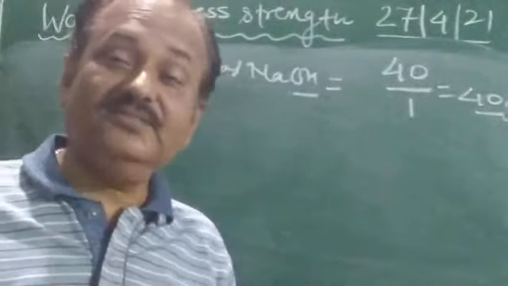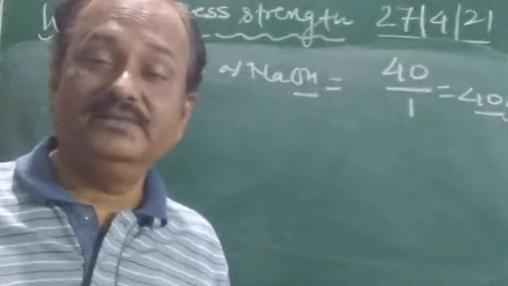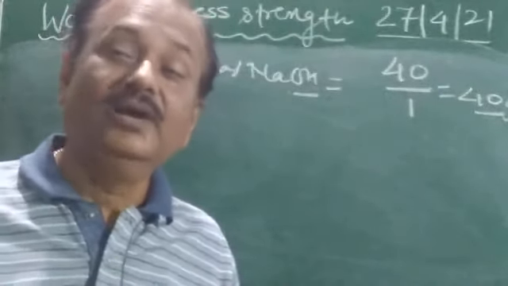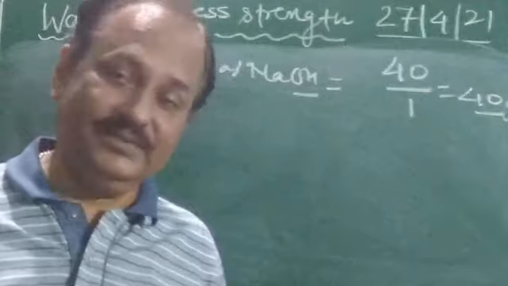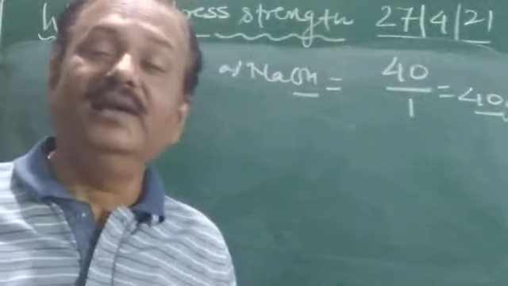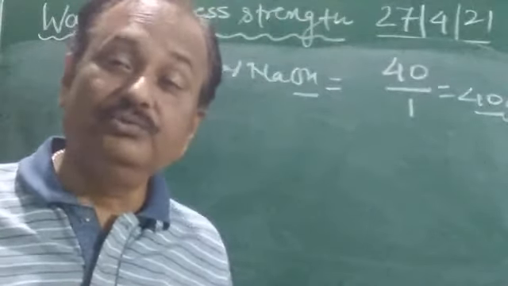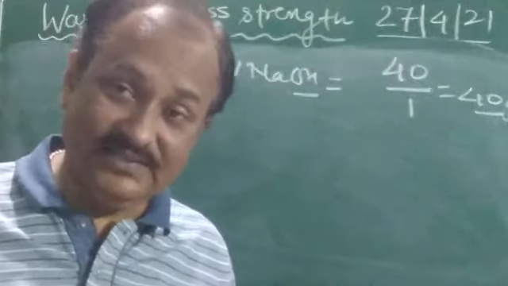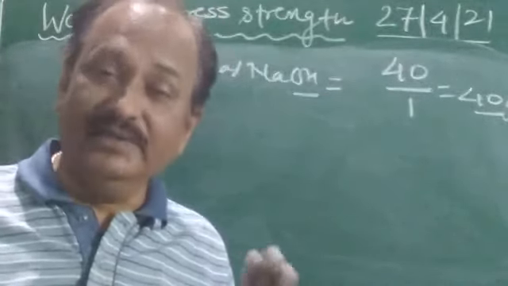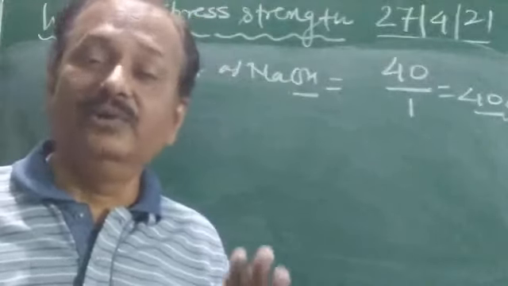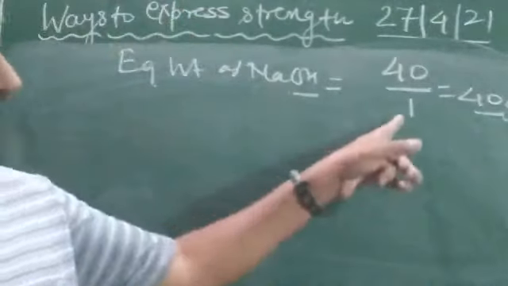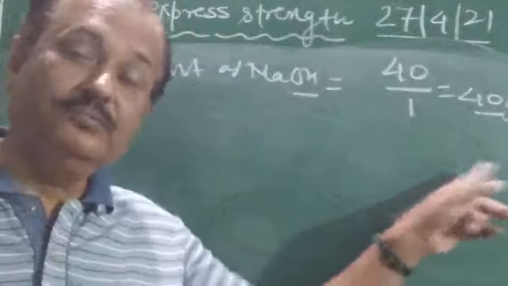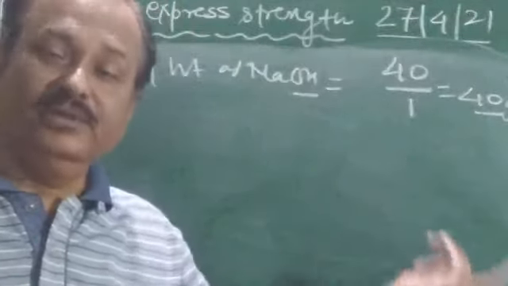So in case of monoacidic base or monobasic acids, equivalent weight and molecular weight both will be the same. Again I am repeating, in case of monobasic acid and monoacidic base, equivalent weight and molecular weight will be the same, because here it will be 1. So on dividing by 1 there will be no change.